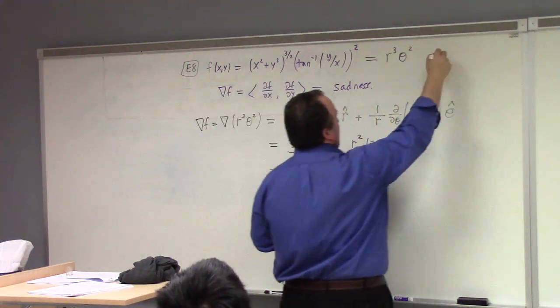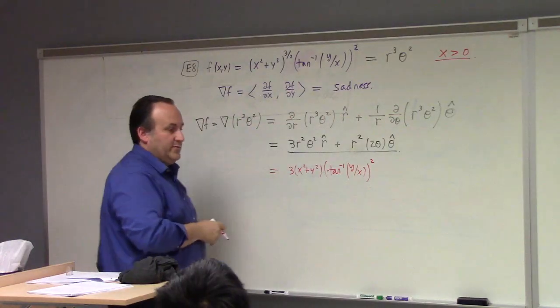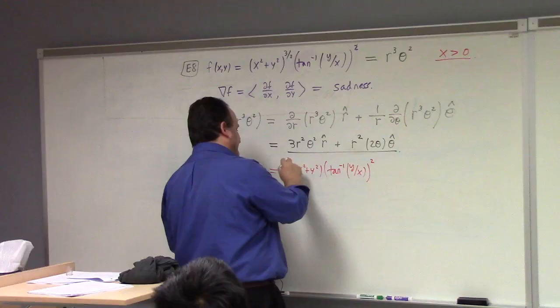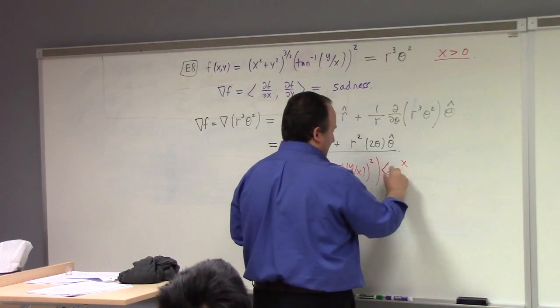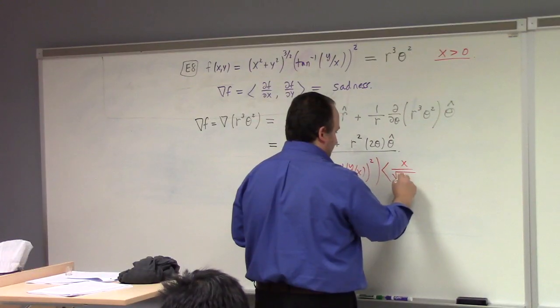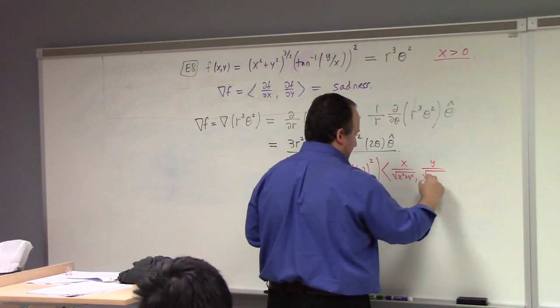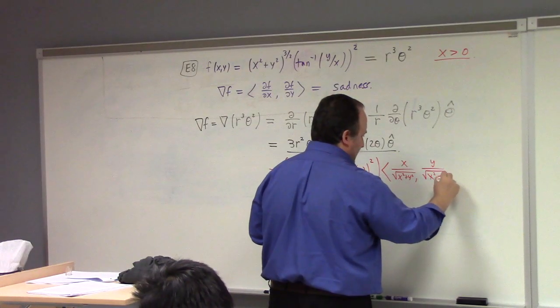And here the context, I'm going to just make our context x greater than 0 so that I don't have to quibble over the different definitions of the angle in different places. What's r hat in terms of xy coordinates? Well, it's x divided by the square root of x squared plus y squared, comma, y divided by the square root of x squared plus y squared. That's specifically r hat in terms of Cartesian coordinates.